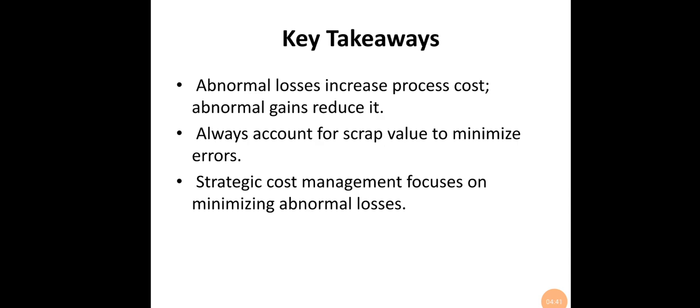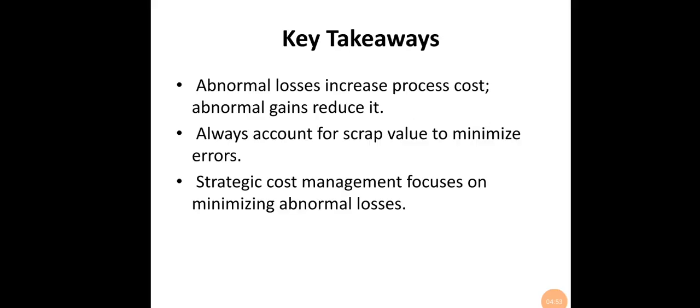So the key takeaways are that abnormal losses increase process cost, abnormal gains reduce it. Always account for the scrap value to minimize errors. Then strategic cost management focuses on minimizing abnormal losses.